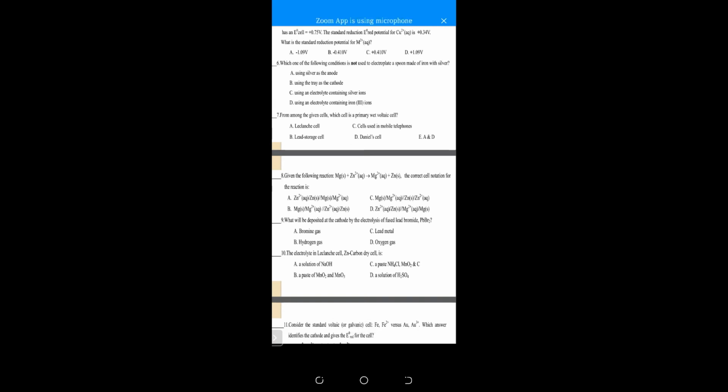The answer is D. Remember the three things. Anode is the plating metal. Cathode is the plated metal, the article. It can be a cup, a tray, a spoon, whatever it is, the material is the cathode.